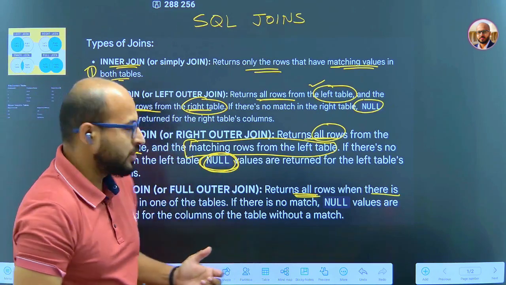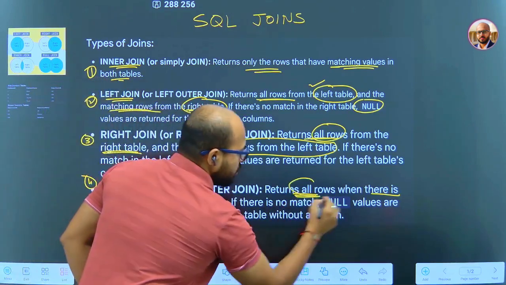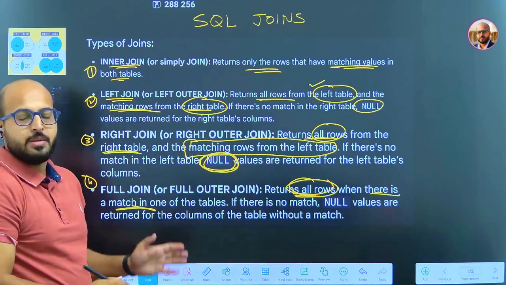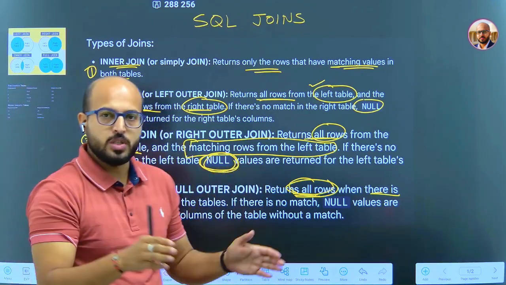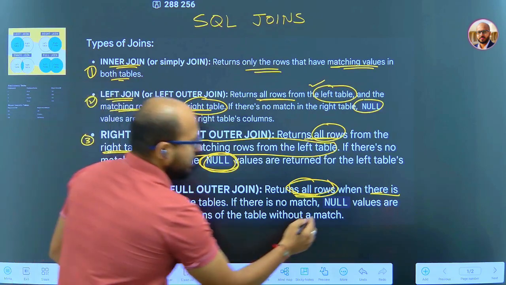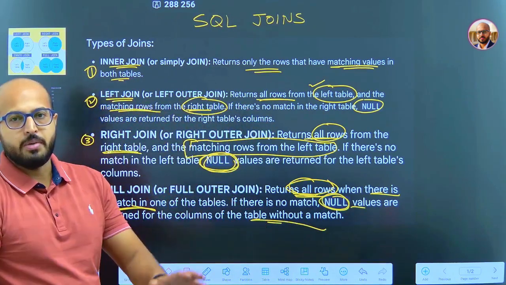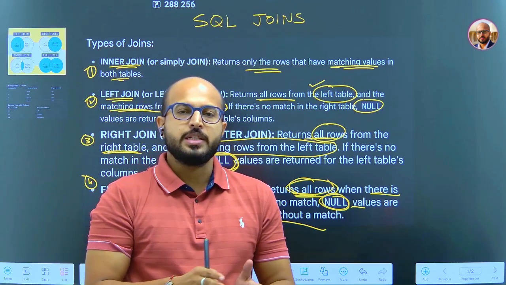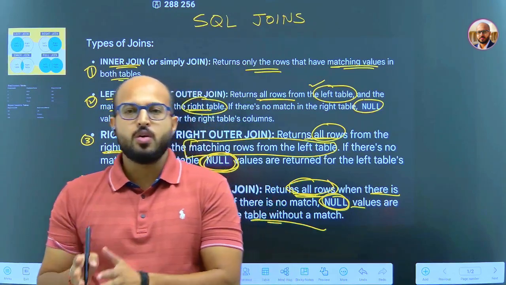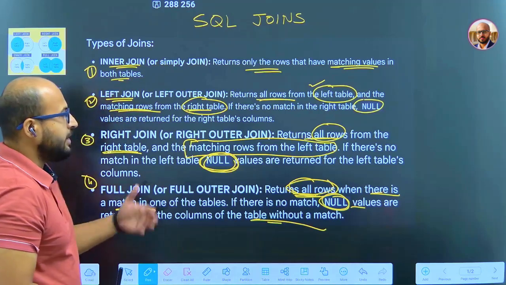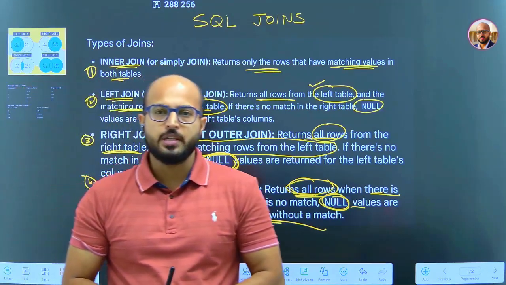If I talk about the full join, here you will get all the rows where there is a match between both the tables, all the records will come. Then there will also be null values when there is no match. If no match is found for a particular record with a common column, based on the common column only can we join. So that's how you get the output here.